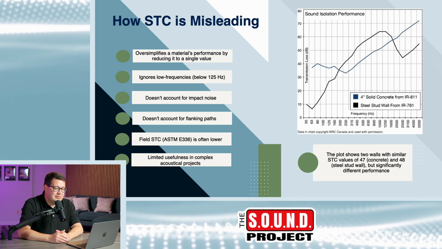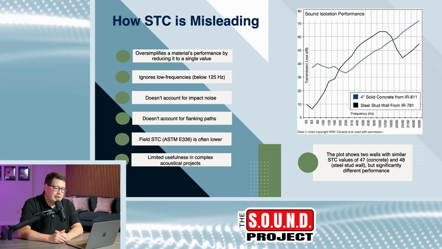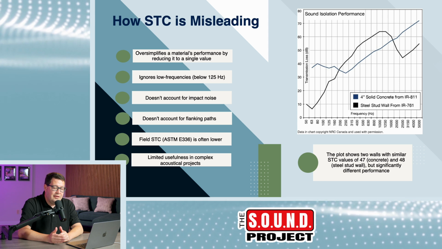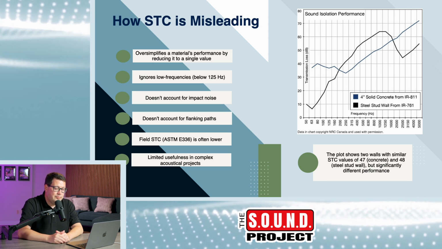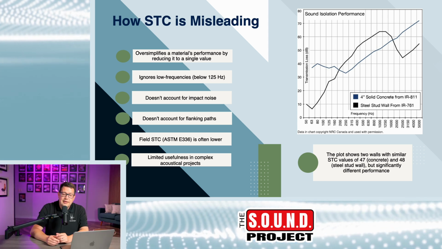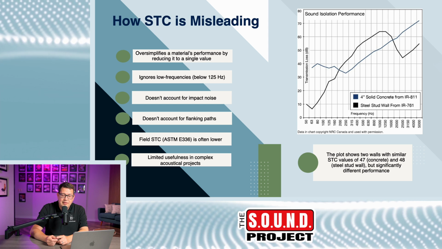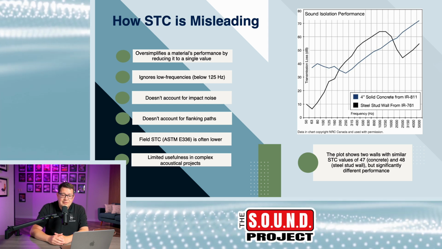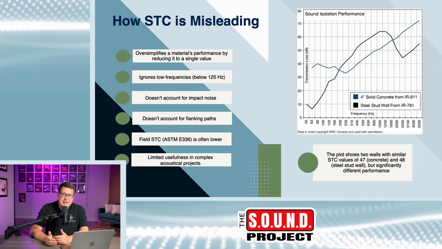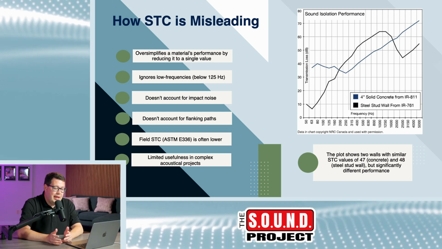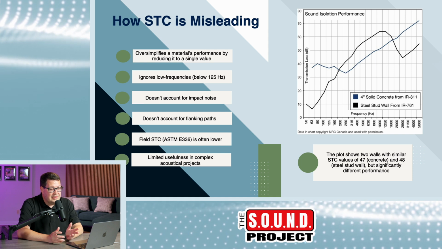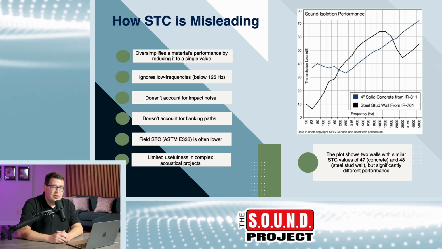There are two different lines on here, a dark blue line and a black line. The dark blue line is a 4-inch solid concrete wall, and the black line is a steel studded wall that has various layers of material on either side. The solid concrete wall has an STC of 47, and the steel stud wall has an STC of 48. But when you look at this, these walls couldn't be more different when it comes to performance.